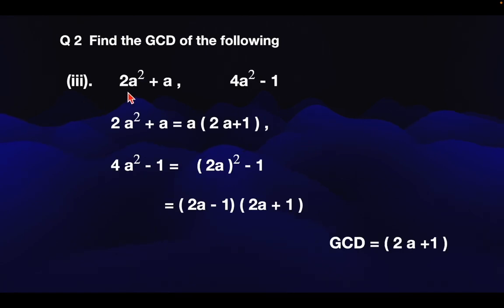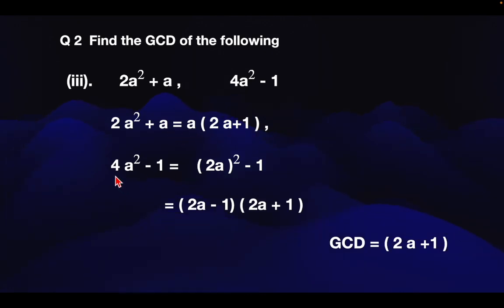Okay. Sum number 3. These are the two polynomials. Okay. Write it down first. Let's factorize this first. Okay. So here we can say that the common factor here is a. Okay. In the bracket what will it go? A into 2a, and this a if you take out as common factor you get 1 here. So in the bracket it will be 2a plus 1. If you open the bracket you will get this. See, 2a square plus a.